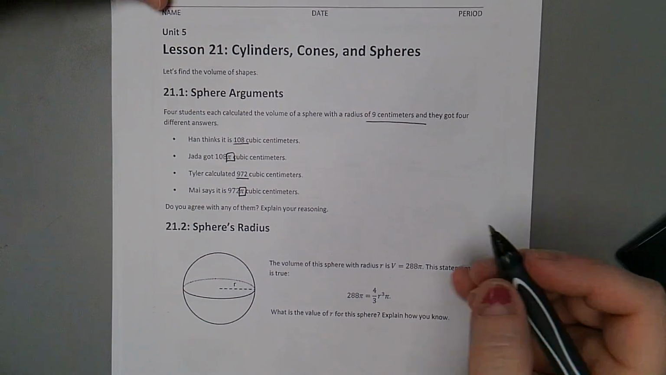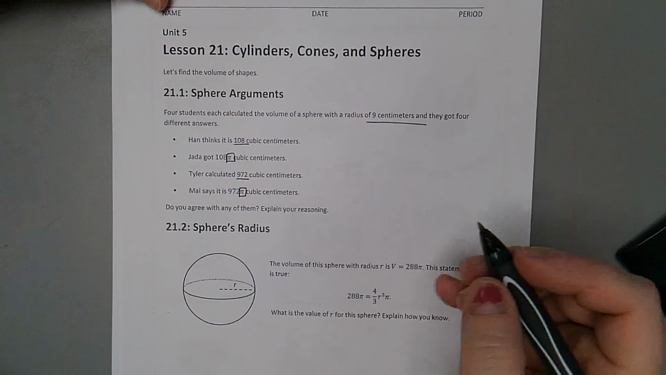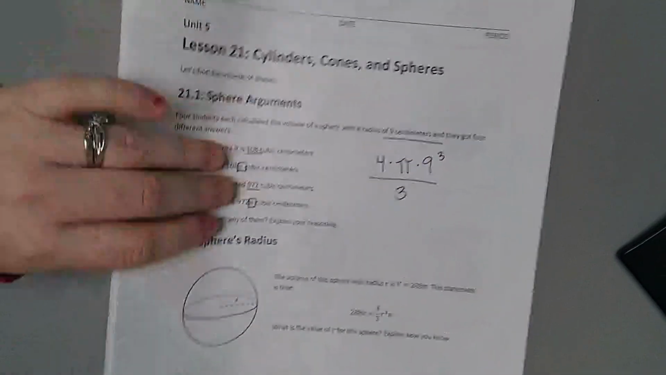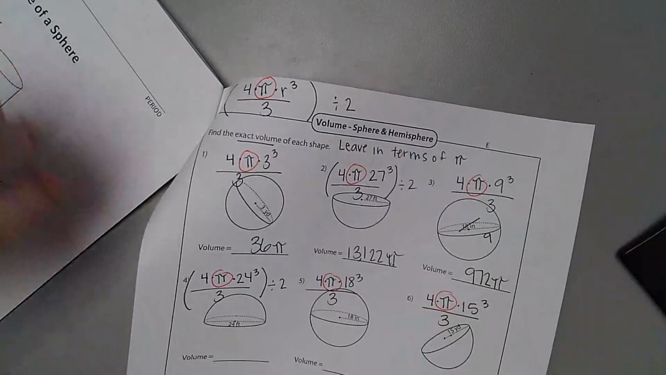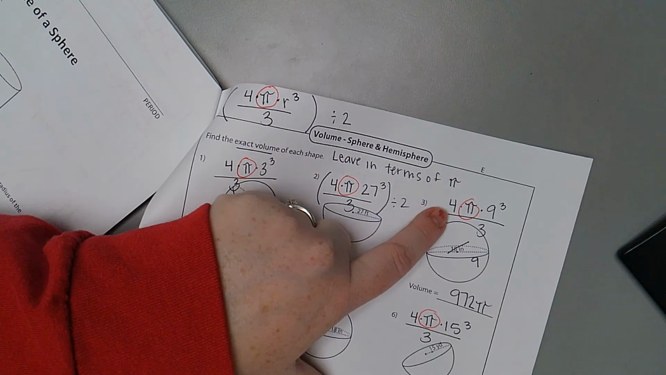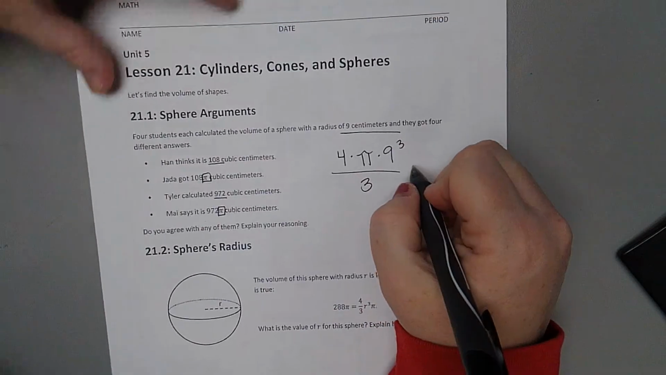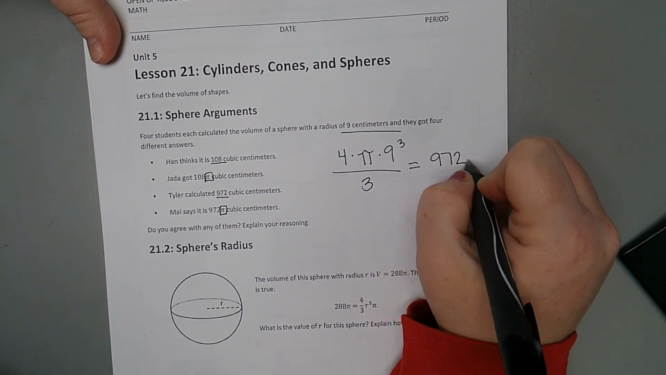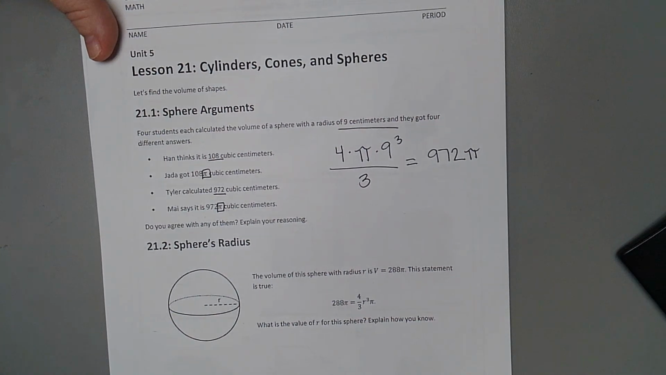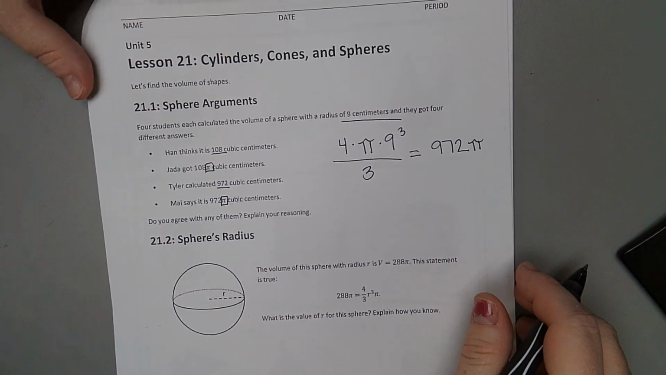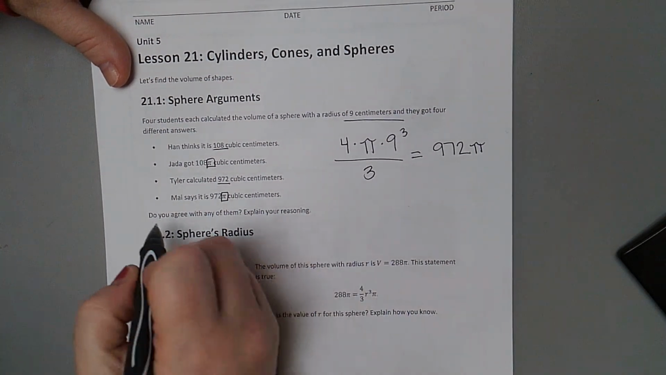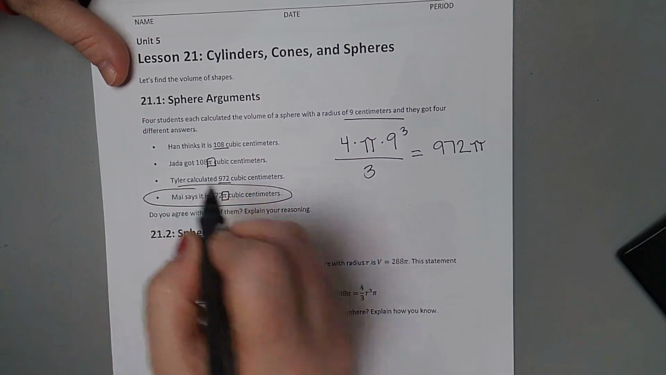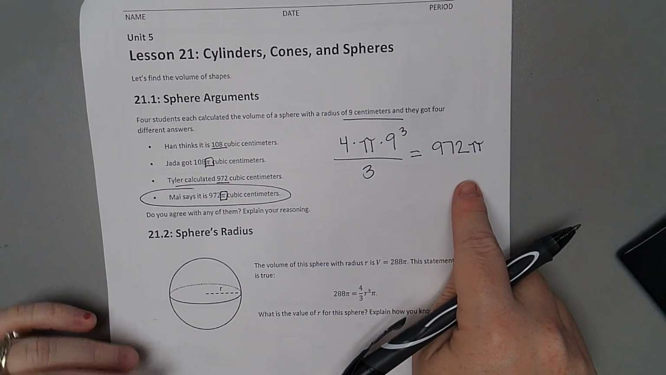So we would have 4 times pi times 9 cubed, all divided by 3. Did we have that already? Yeah, we did. 4 times pi times 9 cubed divided by 3. 972. And that was 972 pi. So we agree with Maya. Mathematically, that's what she has.